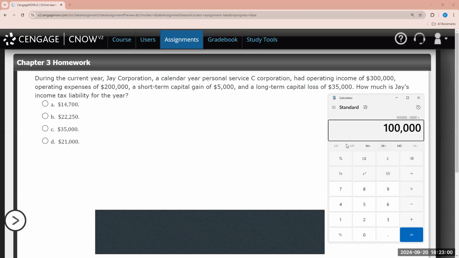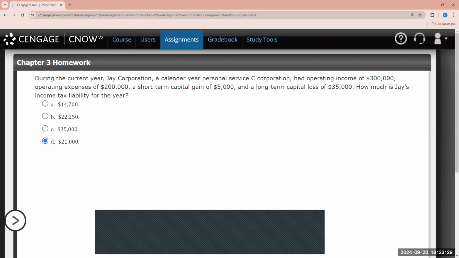With the Tax Cuts and Jobs Act, corporate tax rates are no longer progressive like individual taxation. Instead, there's a flat 21% tax rate. So all C corporations, including PSCs, personal service corporations, are taxed at a flat rate of 21%. The taxable income of $100,000 multiplied by 21% gives a total tax of $21,000.